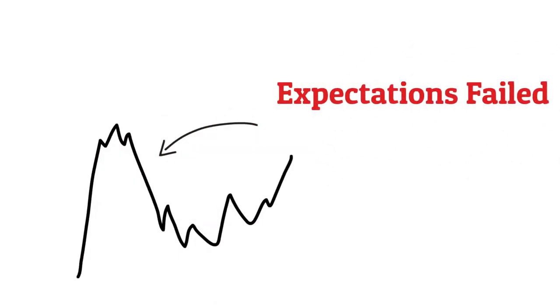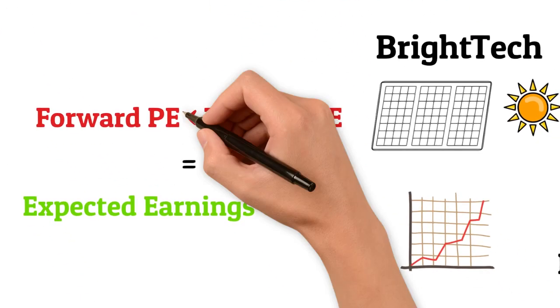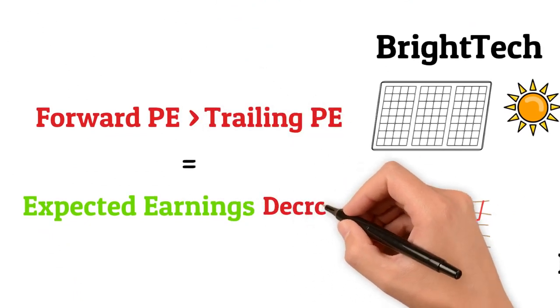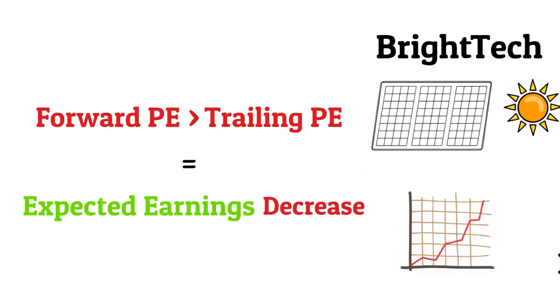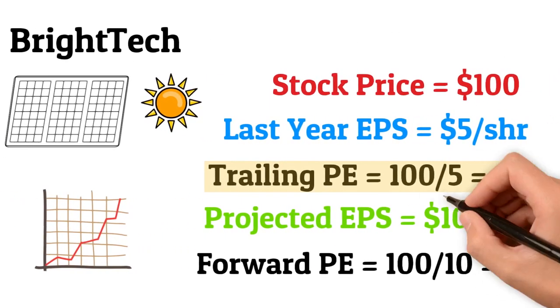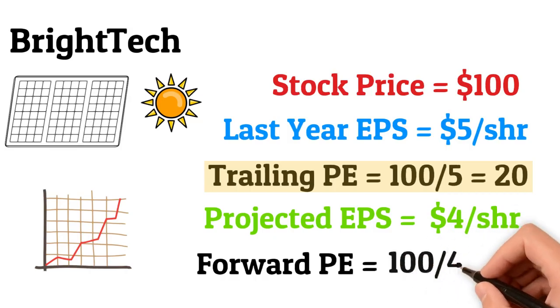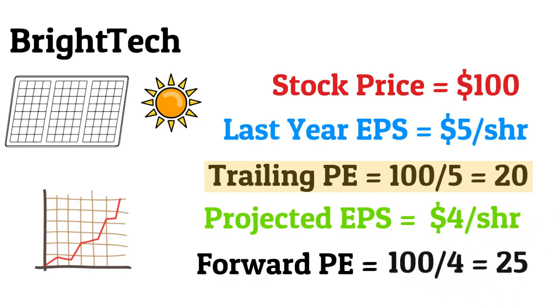Moreover, if the forward PE is higher than the trailing PE, this indicates that analysts expect the company's earnings per share to decrease in the future. For example, if Bright's forward EPS projection were only $4 instead of $10, the forward PE would be 25. This could happen due to factors like increasing costs, reduced demand, or market challenges.